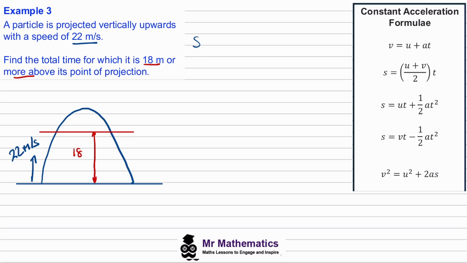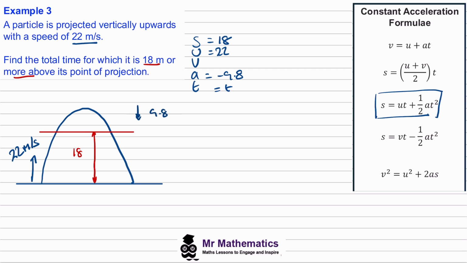So for our SUVAT, displacement will be 18, the initial velocity is 22, the final velocity we don't know, acceleration is -9.8, and the time is what we're trying to find. So we're going to use this equation here. So 18 will equal 22 times t plus 1/2 of -9.8 t squared.